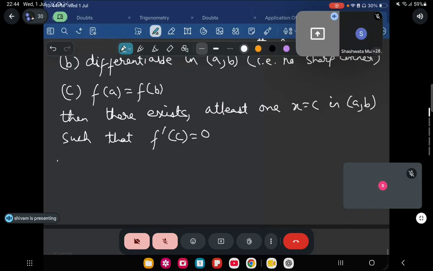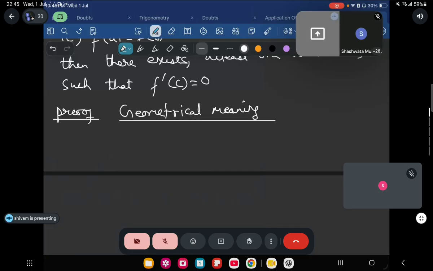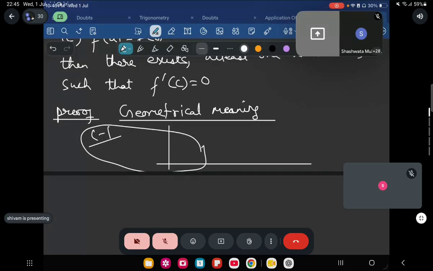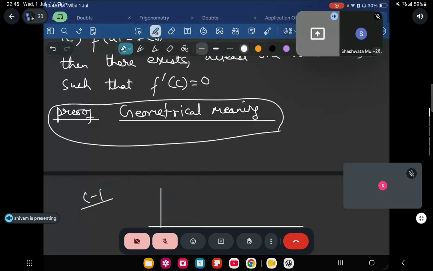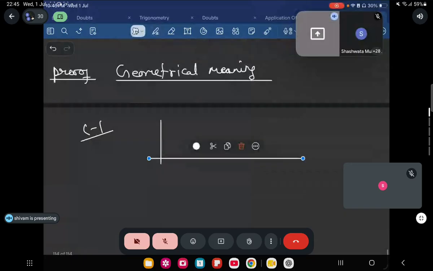First of all, I'm going to show you the geometrical proof. Geometrical meaning. Pay attention, everyone. There will be a few cases. Case one: it can happen that between A and B, the curve looks somewhat like this.